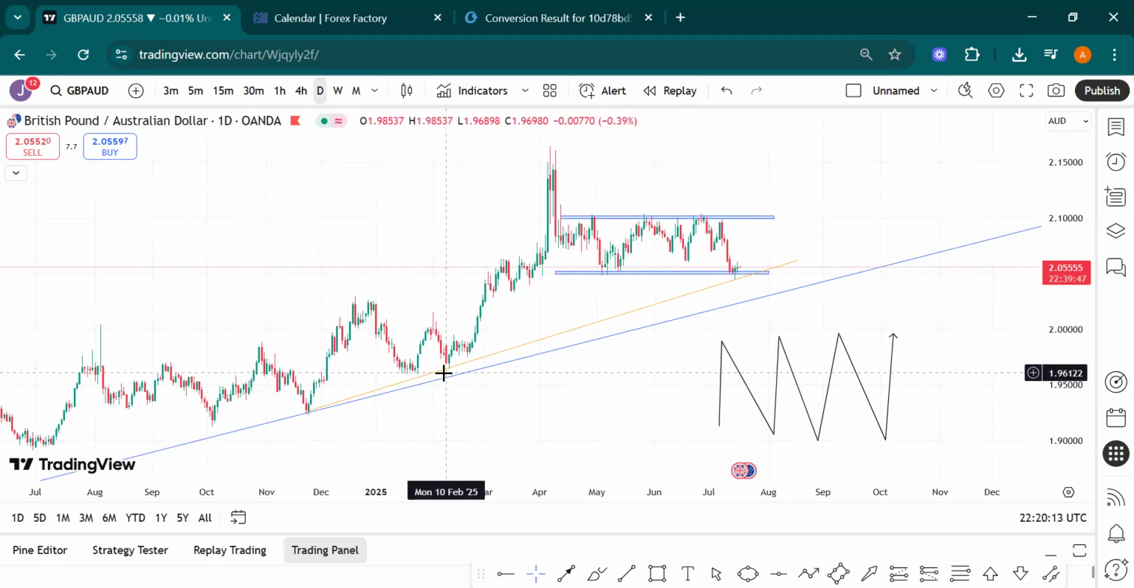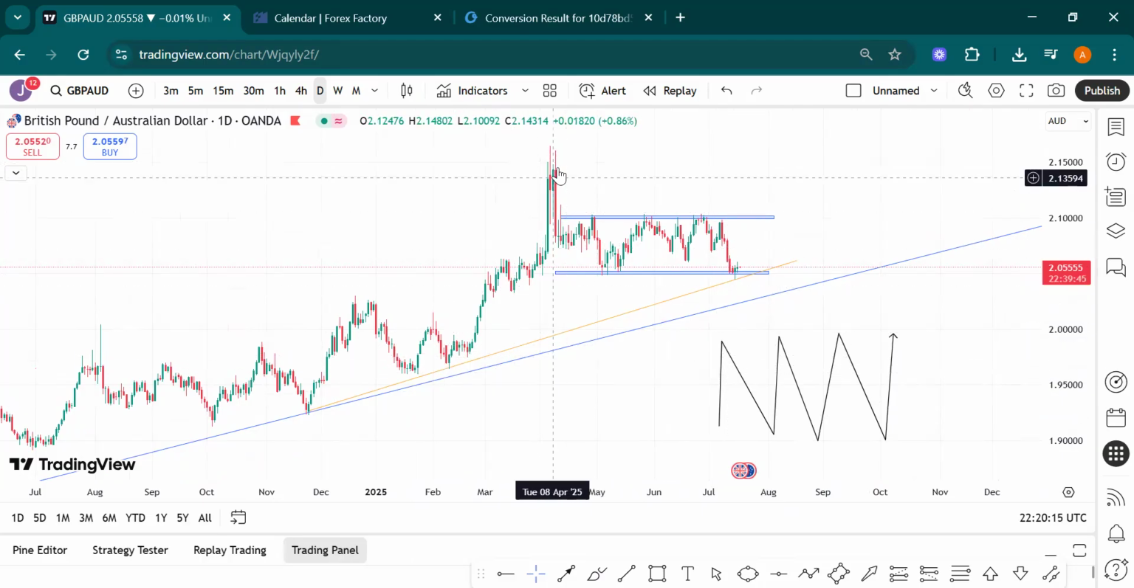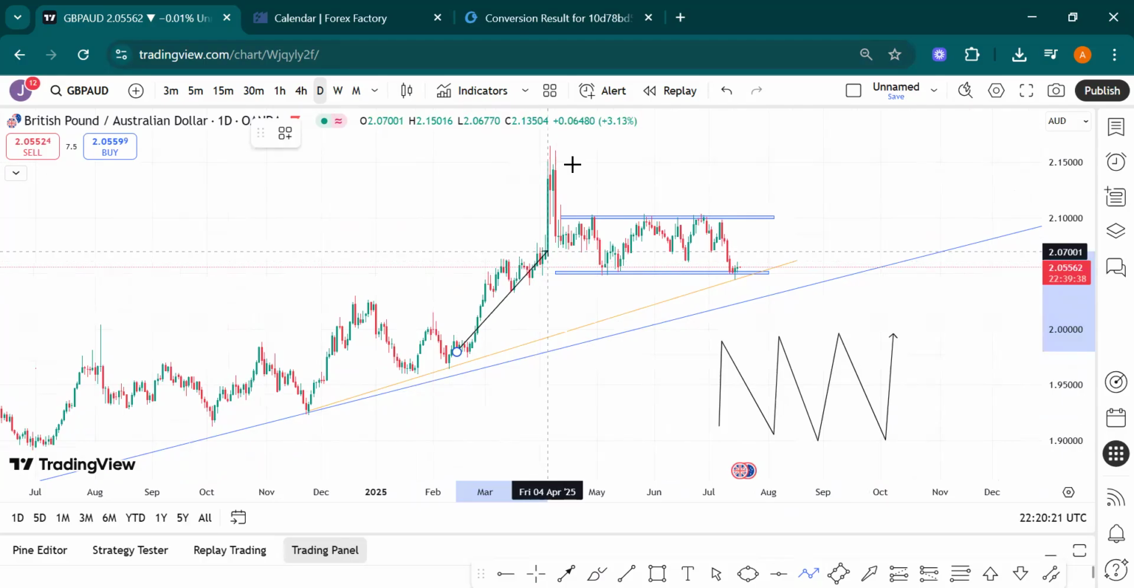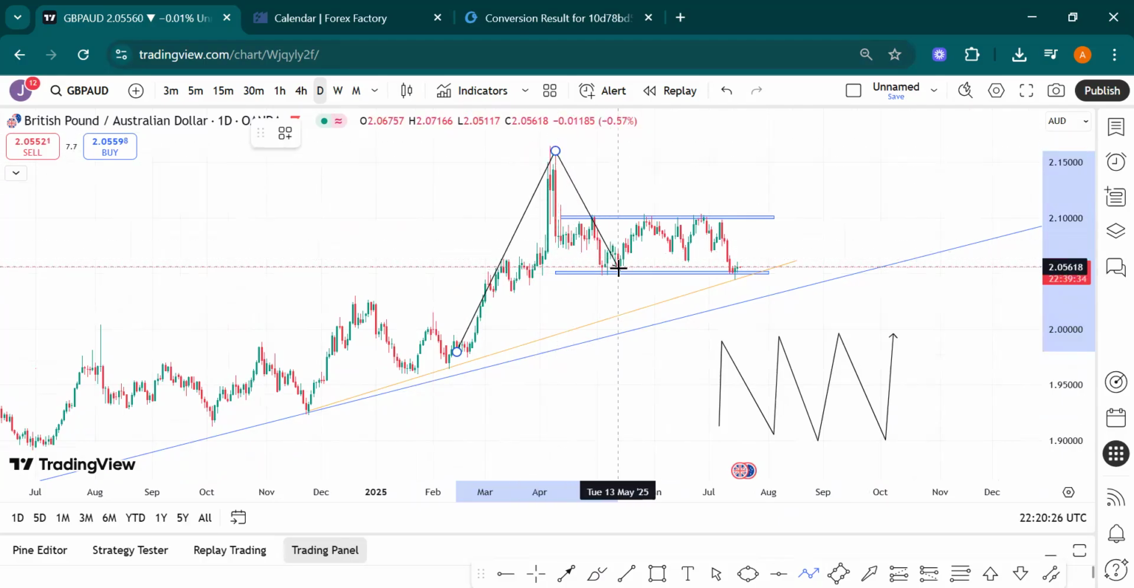So the market has made a higher high, made a higher low, and instead of going back, let me use this. The market just made a higher high, came back to make a higher low.